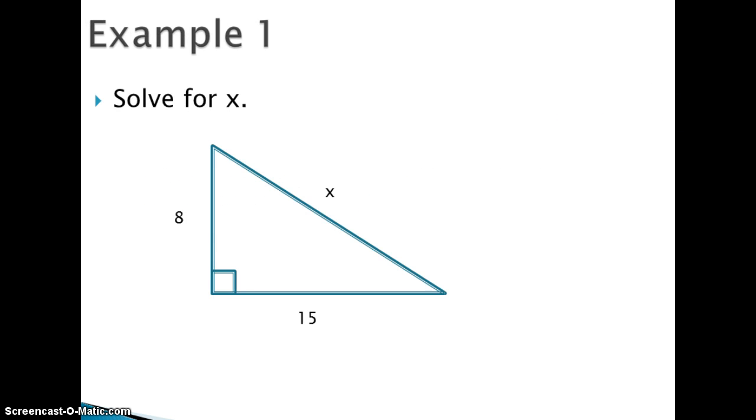So as an example, we have two sides right here. Side A is 8 and side B is 15, and we're going to call this side C because it's across from a right angle. That's our hypotenuse. So according to the Pythagorean theorem, I'm supposed to take a squared plus b squared, and it should equal c squared. 8 squared is 64, 15 squared is 225. If I set that equal to c squared, then I can solve.